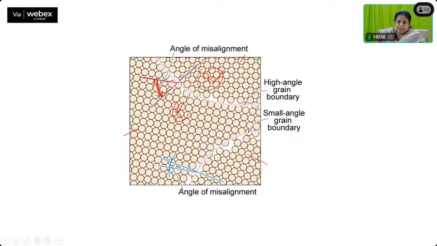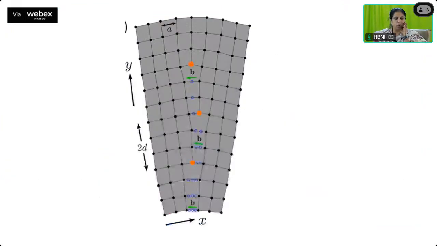Okay. Similarly, here, if I draw a line in this direction, and I also try to draw a line along the orientation of atoms in this grain, this is the angle. As we see, this one is called the high angle grain boundary, and this one is called the low angle grain boundary. So the angle of misalignment of two grains defines whether the grain boundary can be classified as high angle or low angle.